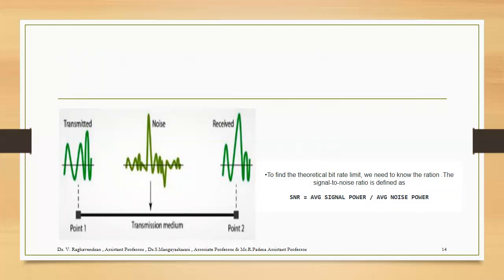To find the theoretical bit rate limit, we need to know the ratio. This ratio is used to find the signal to noise ratio, defined as SNR. That means signal to noise ratio equals average signal power divided by average noise power. Here we calculate what the original signal transmitted is and what signal is received. According to that, based on the signal to noise ratio, it is easily identified how much of the signal is affected by noise.